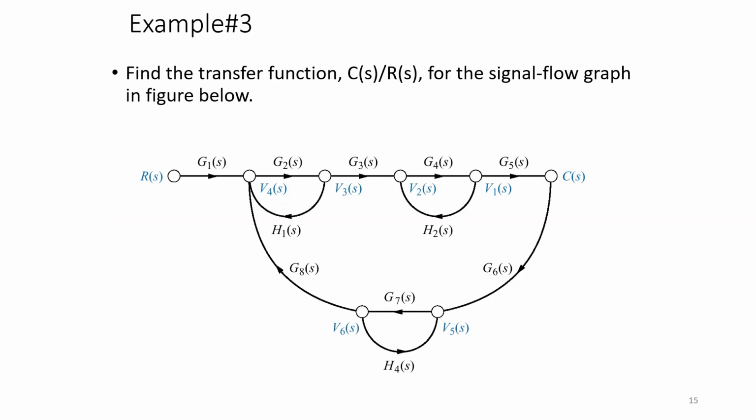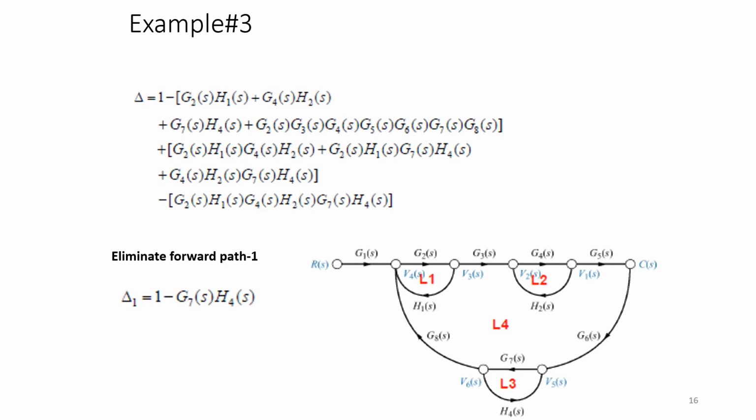Now similarly, one more example is given. So the same concept you need to apply for this example also. So first step is you have to evaluate the forward paths and the loop gains. So here, how many forward paths do I have? I have one forward path from here to here. Then the loops are L1, L2, L3, L4, and among the non-touching loops, L1, L2 do not touch each other, L2, L3 do not touch each other, but L4 touches all the loops.